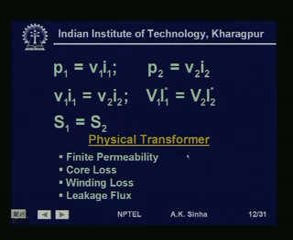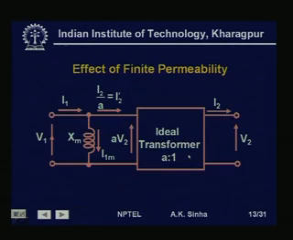So, we will build the model for a physical transformer. First, we will take the effect of finite permeability. What does it say? It says that since the permeability is finite, we need a certain amount of MMF to produce the flux.